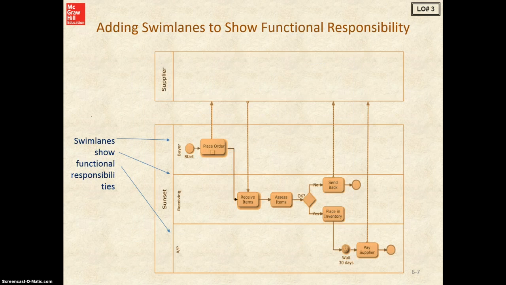So if we look at the swim lanes in this diagram, we have the buyer function, the receiving function, and accounts payable function for Sunset, and the supplier, which we're not going to put the actual actions, but just what we see on Sunset's side. So we start with placing an order, that's performed by the buyer. Receiving receives items, assesses the items. If they're okay, we place it in inventory. If they're not, we send it back to the supplier. Once it's in inventory, AP waits 30 days or whatever the payment terms might be and pays supplier.